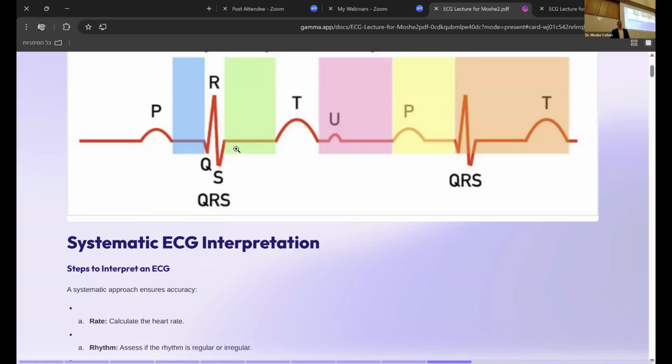ST elevation is much more dangerous, because ST elevation MI is a myocardial infarction that is transmural. It means that the entire wall of the heart is damaged. The wall of the heart, let me remind you, is made of endocardium, mid-myocardium, and epicardium. So when you have ST elevation MI, it means that the entire wall of the heart is infarcted. And this is very dangerous.